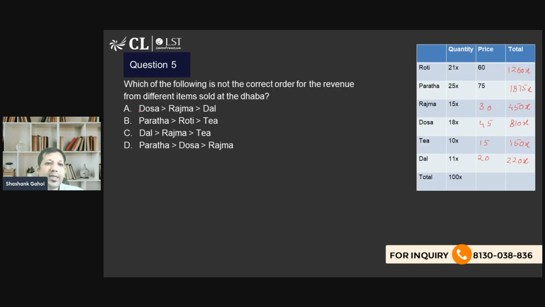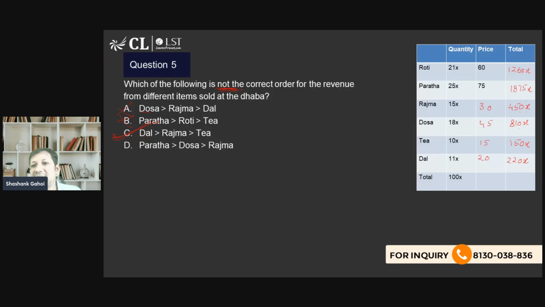Okay, so the first one is saying dosa is greater than, not the correct order. So dosa is 810, rajma is 450, and dal is 220. So basically, this is a correct order. Paratha is largest, roti is second largest, then tea. Again, it is a correct order, so rejected. Dal is greater than rajma. Dal is definitely not greater than rajma, so it is not a correct order, and that's what I'm looking for. So my answer to this question is going to be option C.